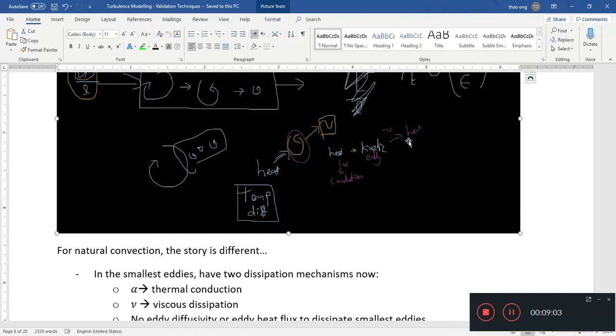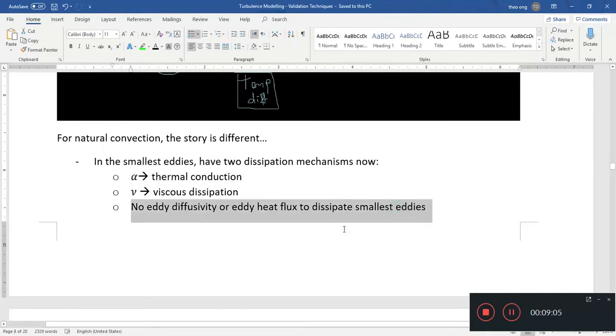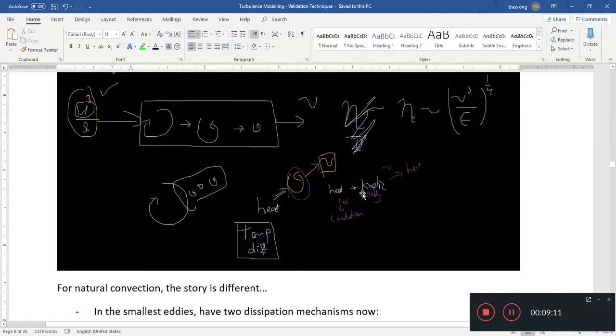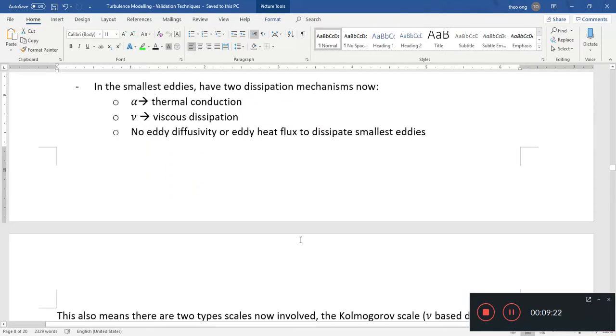So statistically speaking, there's no eddy diffusivity. This one I want to remind you again. There's no eddy diffusivity or eddy heat flux at the smaller scales, because at the smaller scales your eddies cannot break up anymore, so to speak. So they are dissipated via viscous dissipation and conduction for this natural convection.